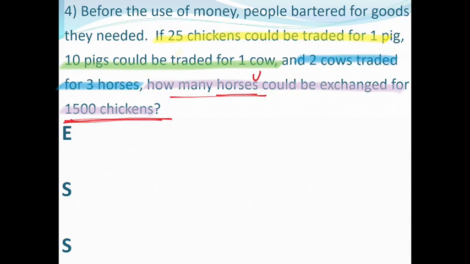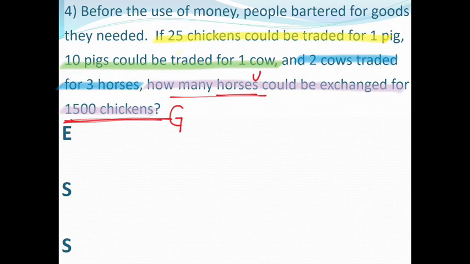I want to trade them in for horses, and I assume this problem is me planning ahead and trying to figure out, is it worth me getting all these chickens to market? Can I get enough horses to make it worth my while? Or should I keep saving up and bring in more chickens later? So that's our given here. We'll need that for our dimensional analysis in a moment.